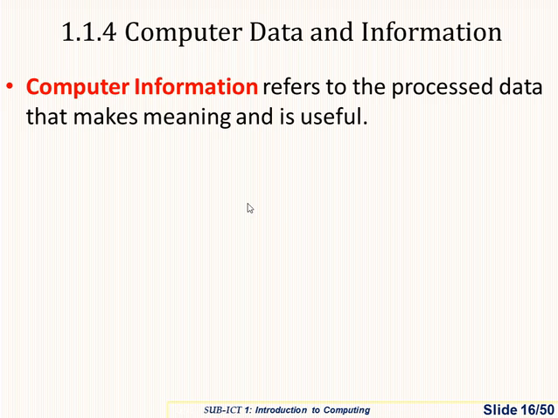So for you, when you are differentiating data and information, data simply refers to raw facts and figures entered into the computer to come up with information, whereas information refers to the processed data that makes meaning and is useful. That means that information must be useful, it must have meaning.